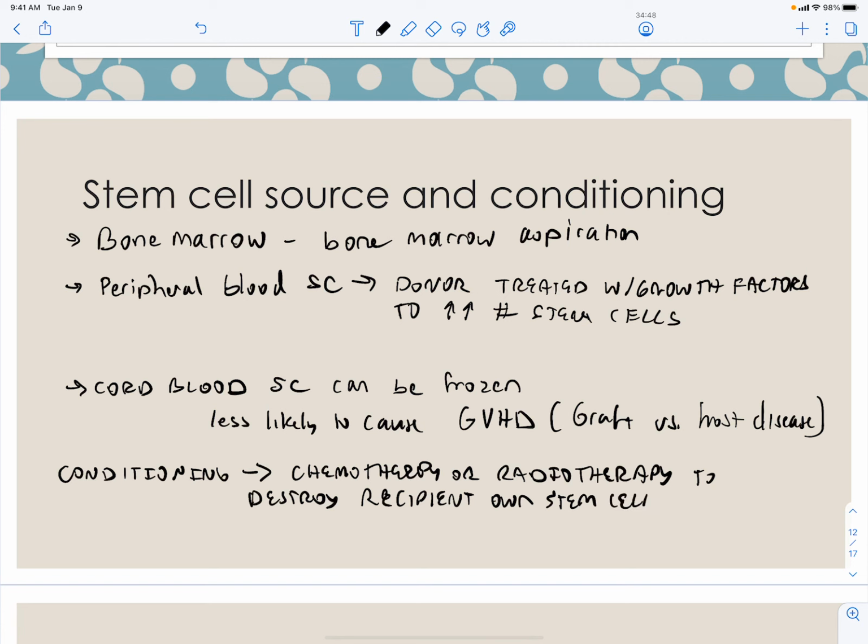And so you need to get rid of the recipient stem cells that are defective in order to transplant the donor stem cells. So this is also going to create a space, where the new lymphocytes or leukocytes will be filling. And then it's also going to reduce the risk of the recipient's own immune system rejecting the donated stem cells.